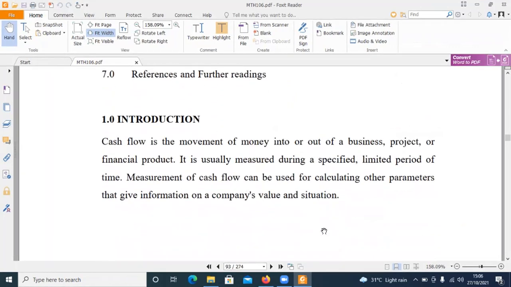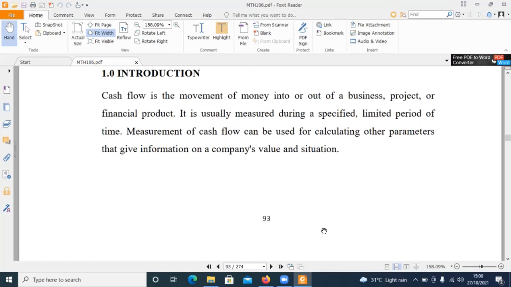By way of introduction, cash flow is the movement of money into or out of a business, project, or financial products. When you are bringing money in or taking money out of a business or a project, that is what we mean by cash flow. It can even be in your personal account. You are saving, you are withdrawing, you are saving, you are withdrawing. That's what they mean by cash flow.